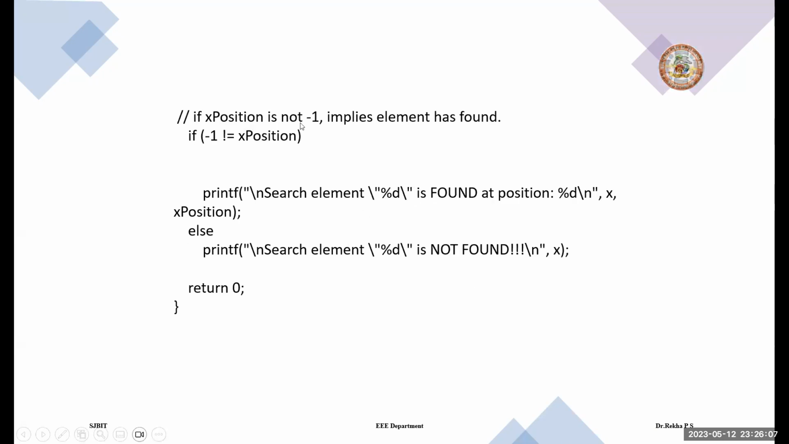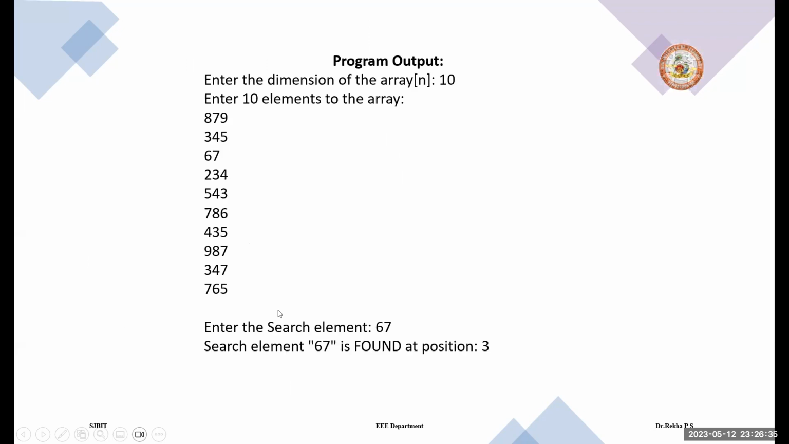If xposition is not -1, it implies the element has been found. So if -1 is not equal to xposition, it's understood that the search element is at the position xposition. Otherwise, the search element is not found. Then you're returning the 0 value.